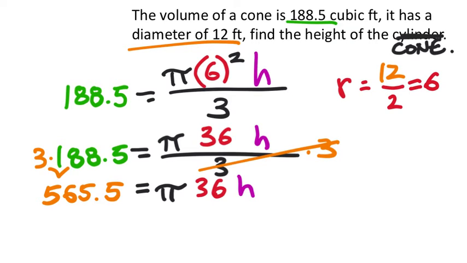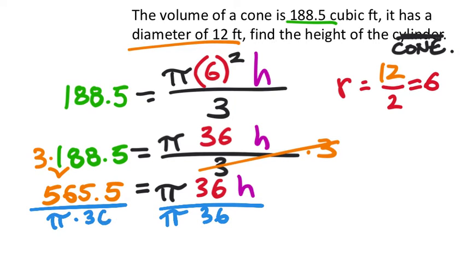Okay, by the way, I should have mentioned this before, but this value that we just found right here would be the volume of a cylinder that has the same measurements, right? But we want the height of this cone. So next up, again, one step. Divide these both by pi times 36 to make these phantom 1s. And that will give us the height, which is what we want.